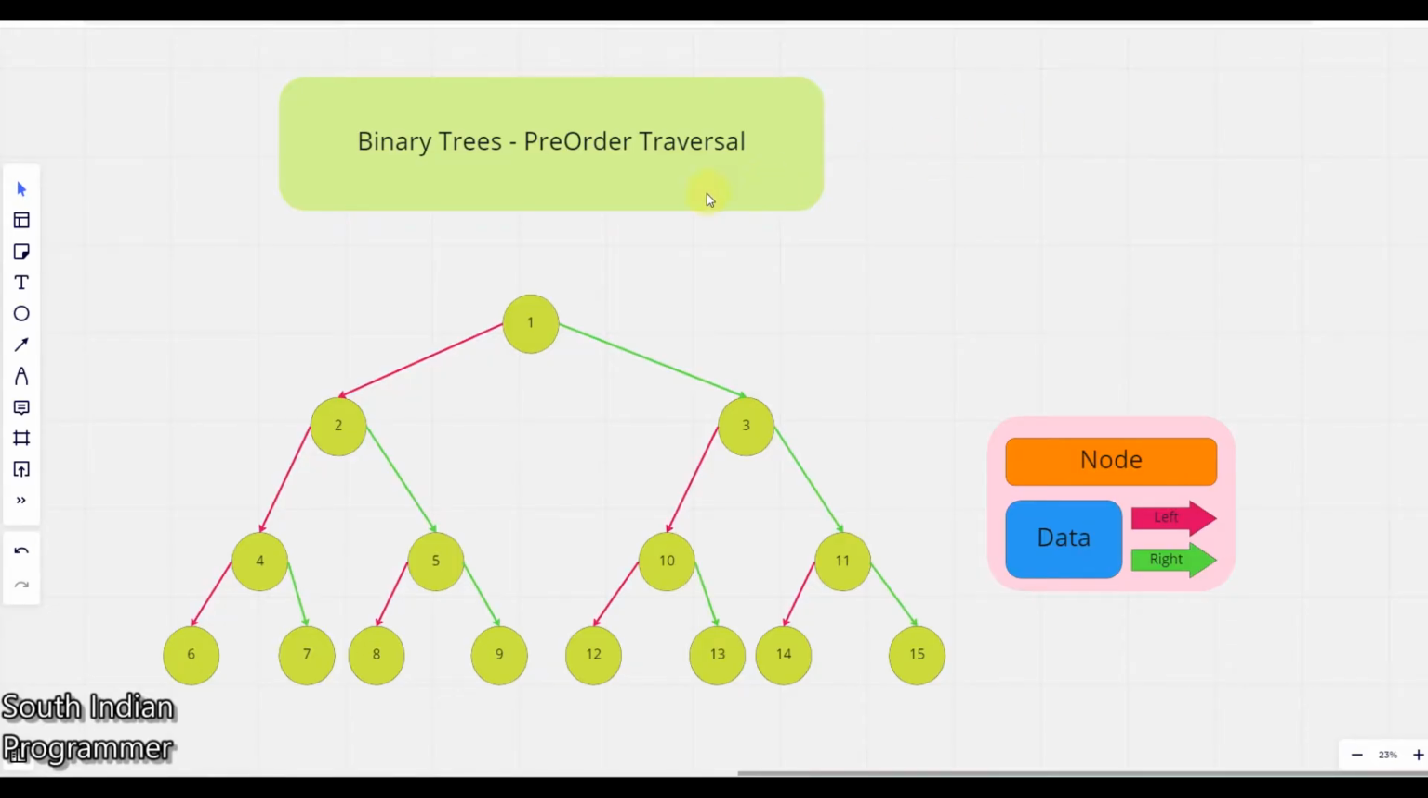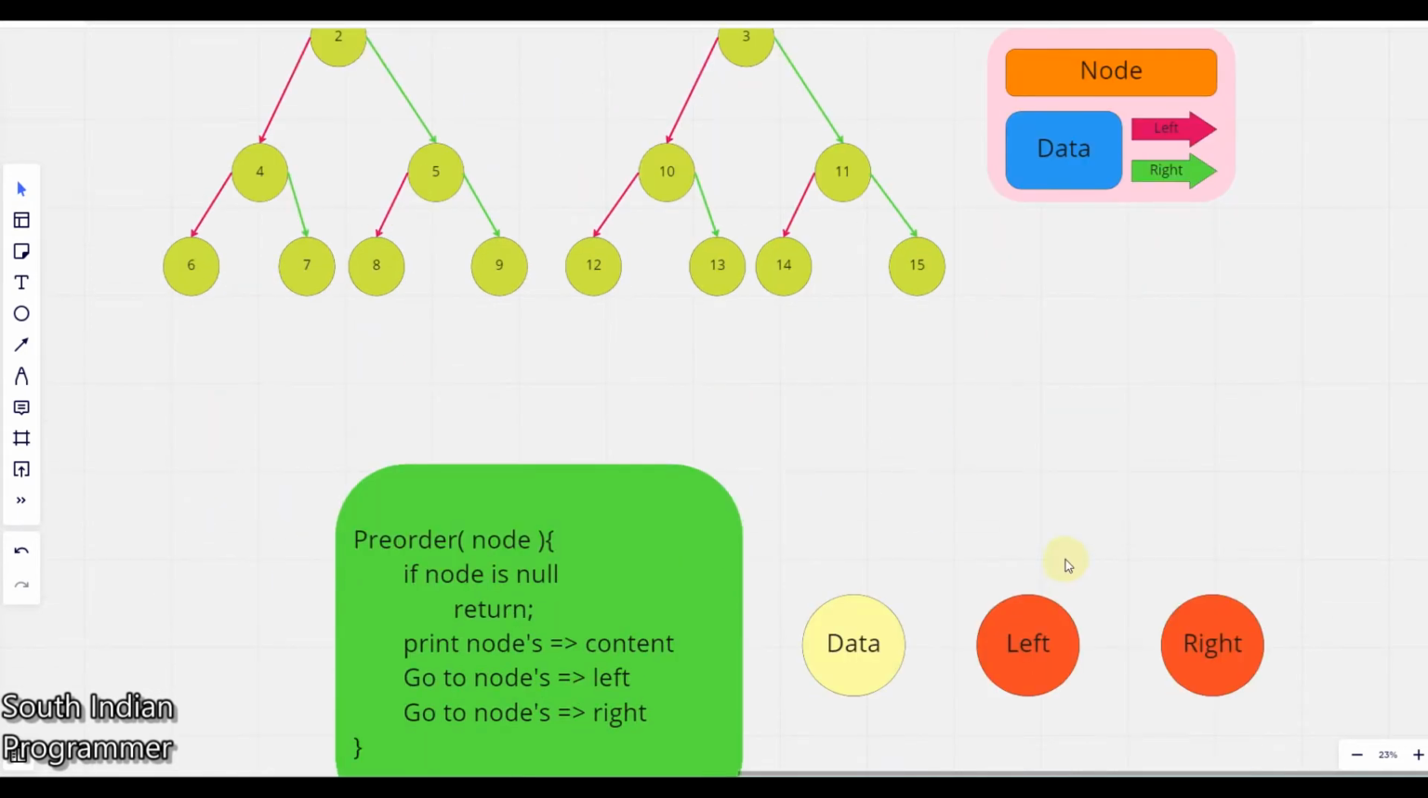Hello everyone. In this video we'll see binary tree pre-order traversal. Pre-order traversal is one of the three traversal methods: pre-order, in-order and post-order. Here I have a full perfect binary tree structure, and I have the node definition with data, and right and left pointers associated with this binary node.